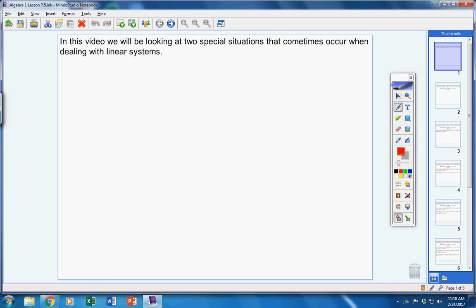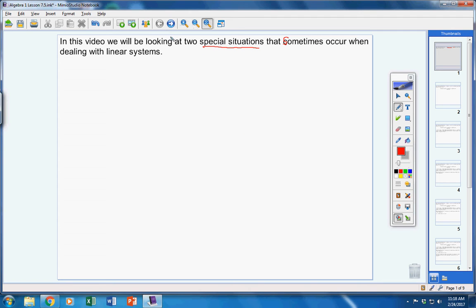Okay, Algebra 1 students, in this video today we will be looking at two special situations that occur sometimes when dealing with linear systems, okay? So we're looking at two special situations that, of course that should be an S right there, that sometimes occur when dealing with linear systems.